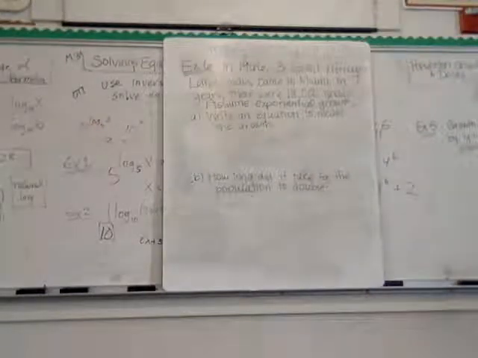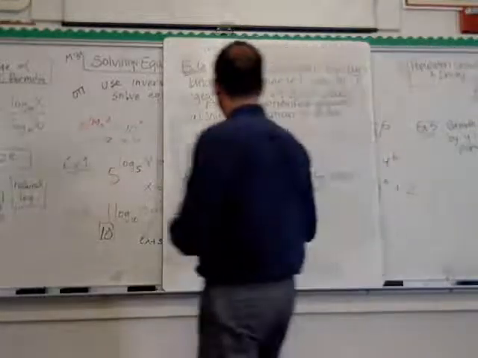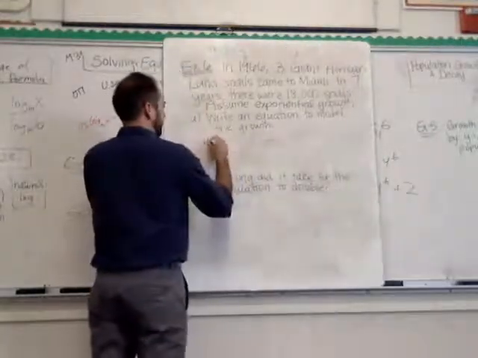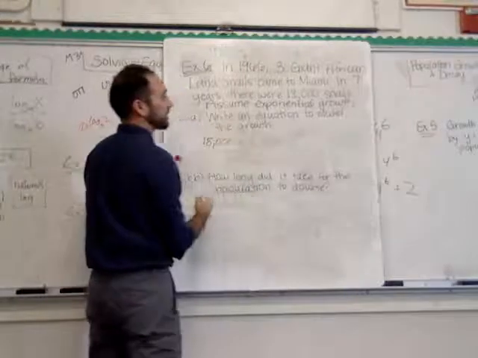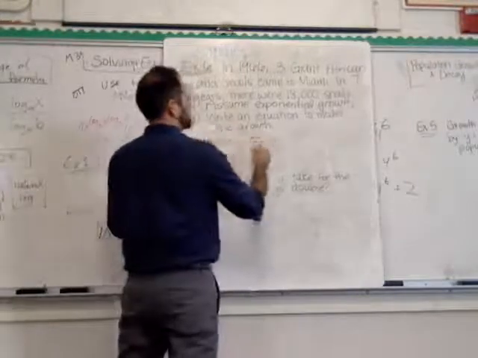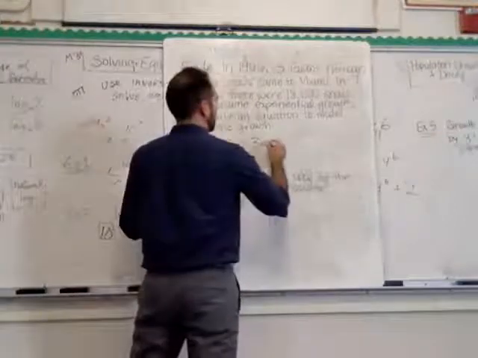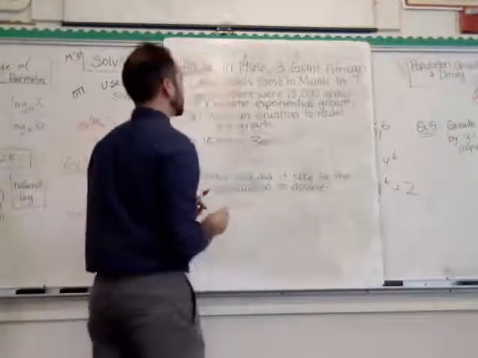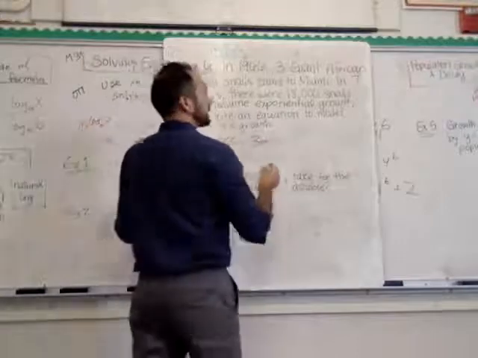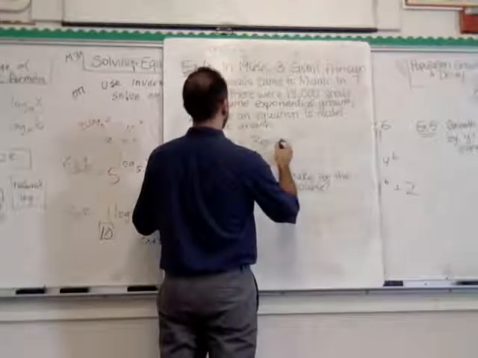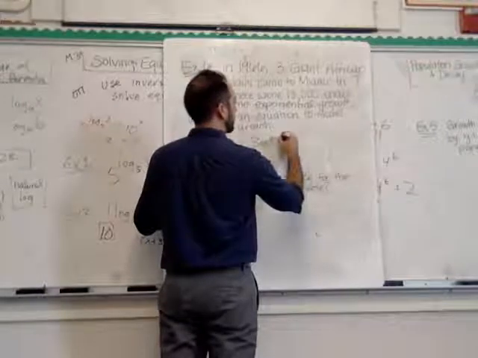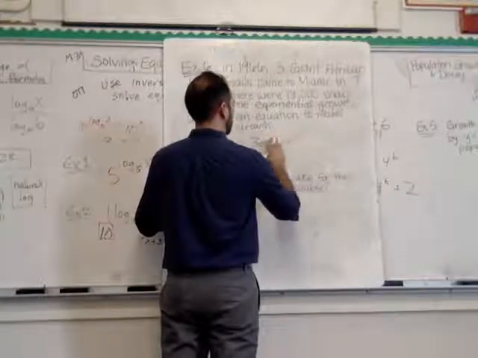Let's go through one at a time. My ending population is what? 18,000. What was my starting population? 3. So in this case, we have 7 years, but we have a growth rate that we're trying to find. Write the equation to model the growth.